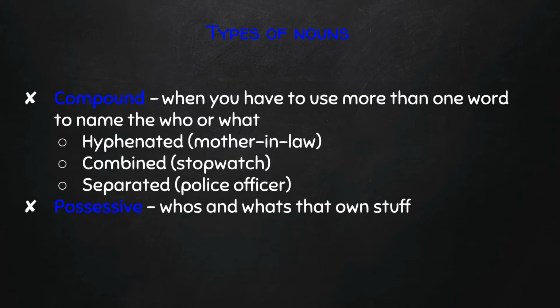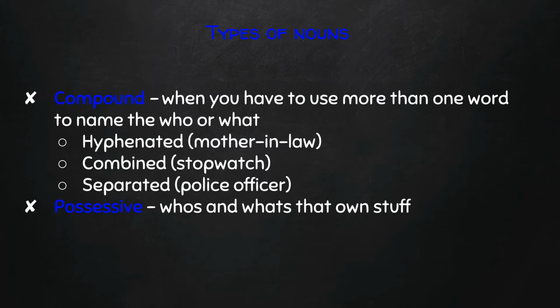All right, the last type of noun, and I'm not going to get into this one too much right now, is the possessive noun. And possessive nouns are just who's and what's that own stuff. People, places, and things that own different things. And the way that you make a noun possessive, you guys know this, is just by adding that apostrophe.